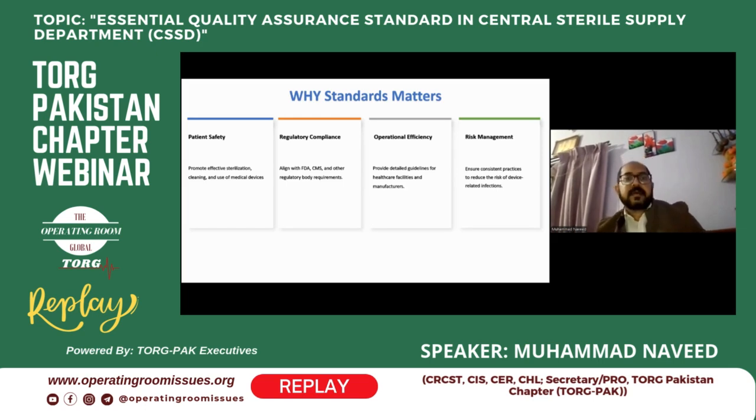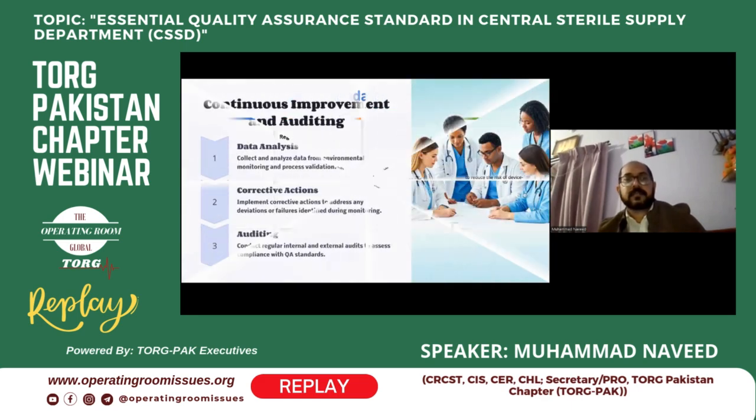Regulatory compliance aligns with FDA, CMS, and other regulatory body requirements. Operational efficiency provides detailed guidelines for the healthcare facility and the manufacturer. The last one is risk management, ensuring consistent practices to reduce the risk of device-related infection. That is why standards matter, and it is the most important thing when we do quality assurance.